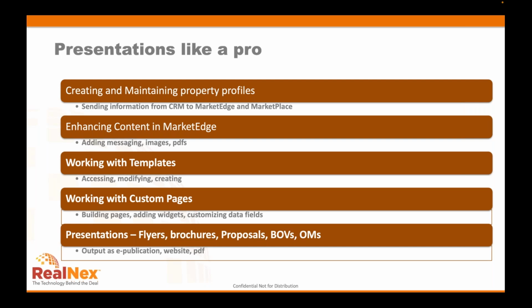And then we'll show you the output, creating e-publications of flyers, brochures, proposals, BOVs, offering memos, or create websites for your property listings, as well as whether it's an e-document or a print document that you can create. And again, from a one-pager to a 100-page presentation and document, you've got it all in the box, and all of your CRM content can instantly flow through to create all this great marketing collateral for you to make you look as successful as you can be.